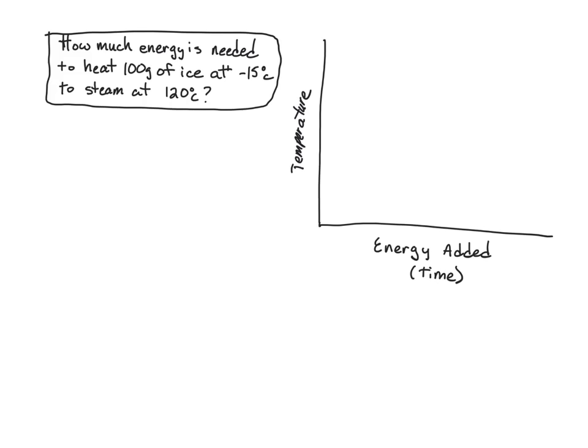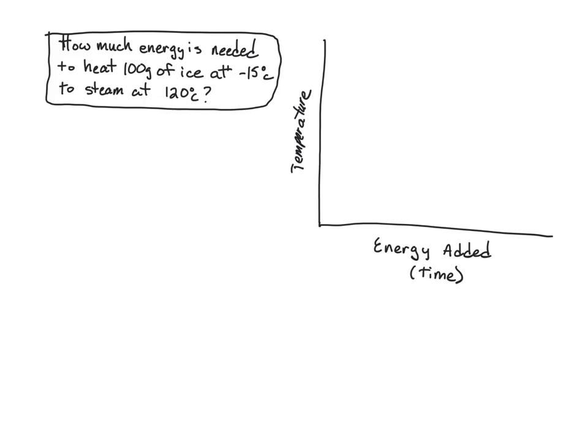All right, a heating curve is our way of tracking energy as a substance goes from one temperature to another, or from one temperature through a phase change to a different temperature, or to calculate the energy it takes to just do a phase change. So on the board here I've got how much energy is needed to heat 100 grams of ice at negative 15 degrees Celsius to steam at 120 degrees Celsius. This is going to happen in many different stages, and we're going to need to calculate each stage separately.